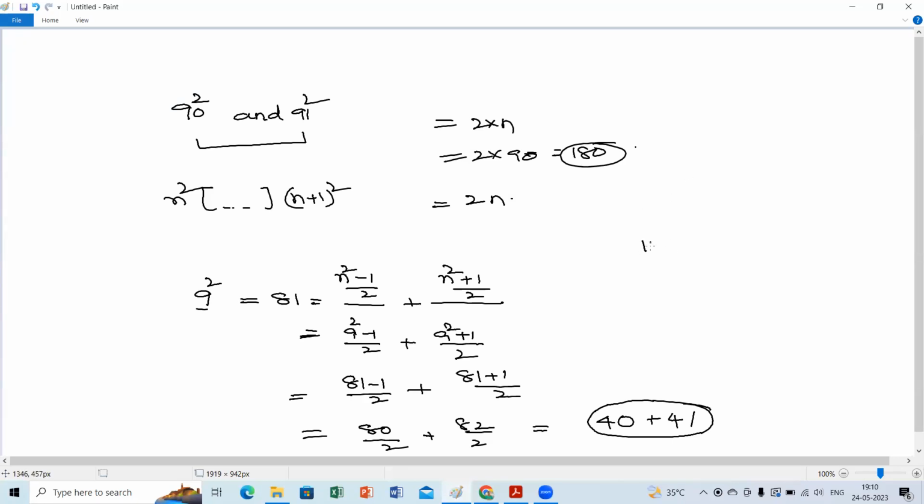So how would you represent 11 square? 11 square is 121. Half of 120 is 60, so 60 plus 61. That's all. That's a more interesting thing. This is one more pattern we discussed.